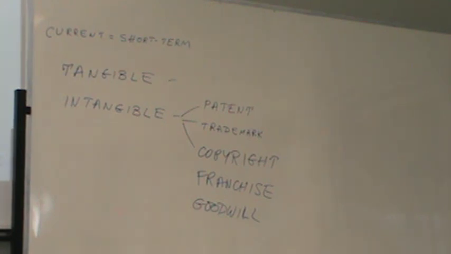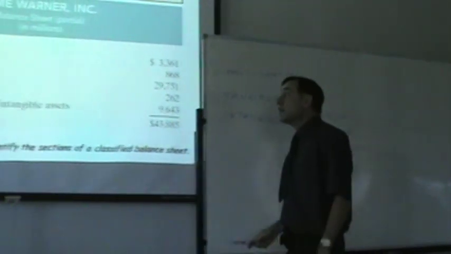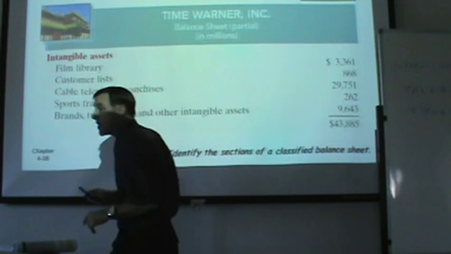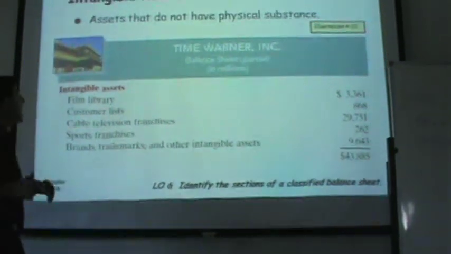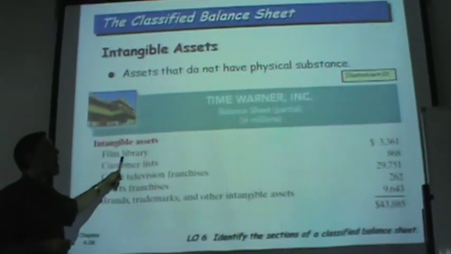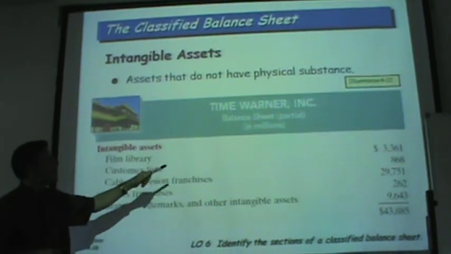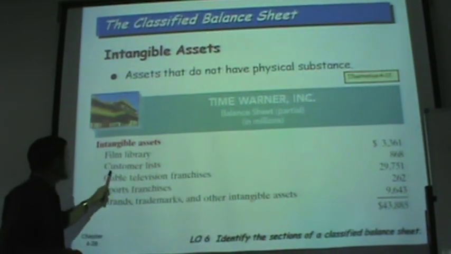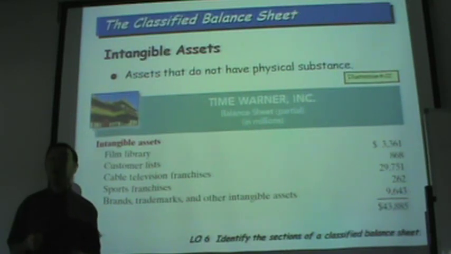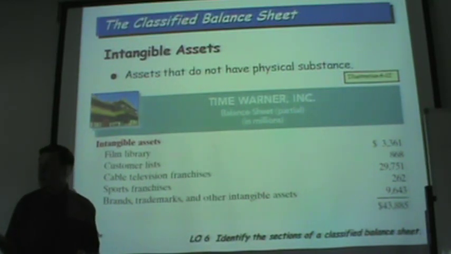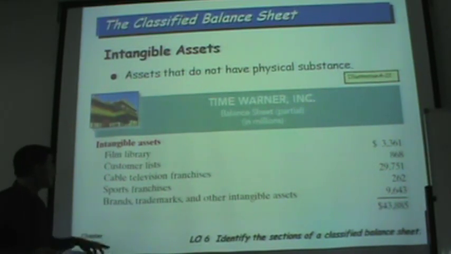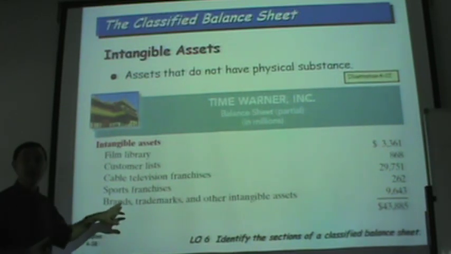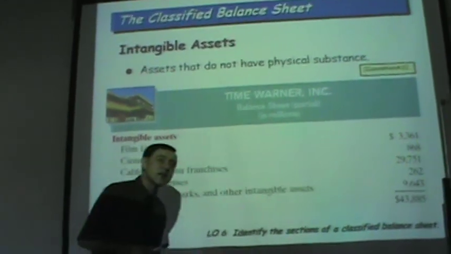So here, let's go back to the company, Time Warner. Time Warner is a big company. It's a media company, and they got film libraries. They got a lot of movies, and that library is going to be worth a lot of money. They also have customer lists. So customers are valuable. If customers pay, a customer list will have some value. Cable TV franchises. So they have cable TV. They sell franchises. You got sports franchises. You got brands, trademarks, and all the other things.